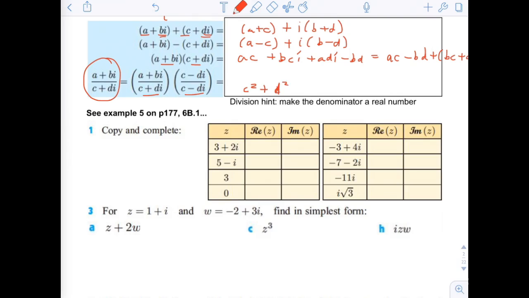because the i's multiplied together give you -1, the negative and the positive multiplied together give you negative, so it's two negatives, so you get c squared plus d squared in the denominator.